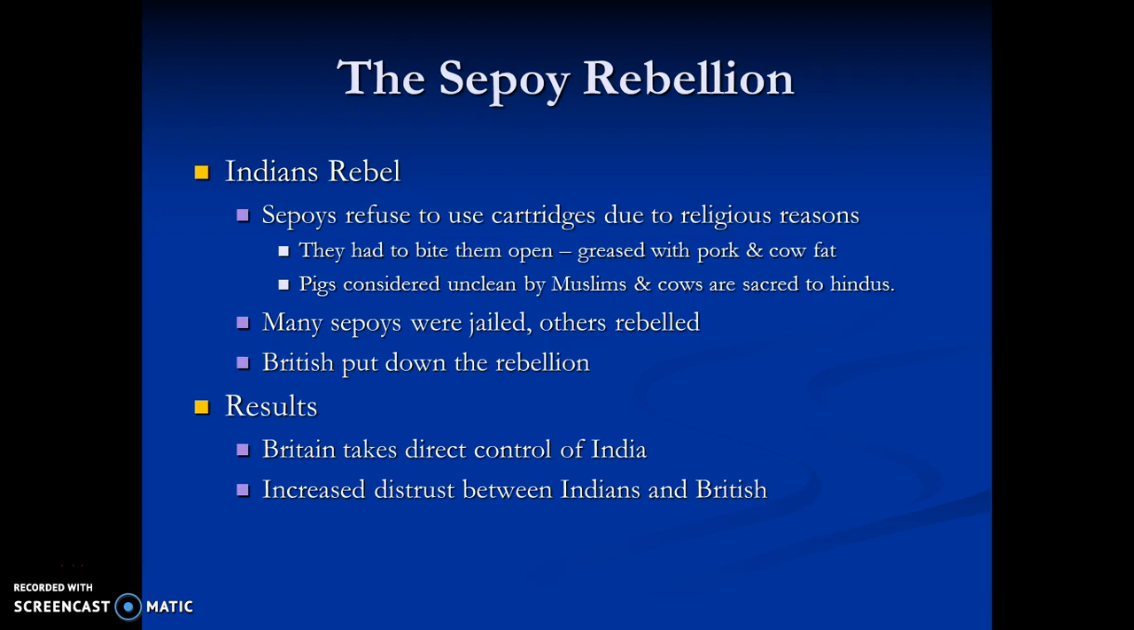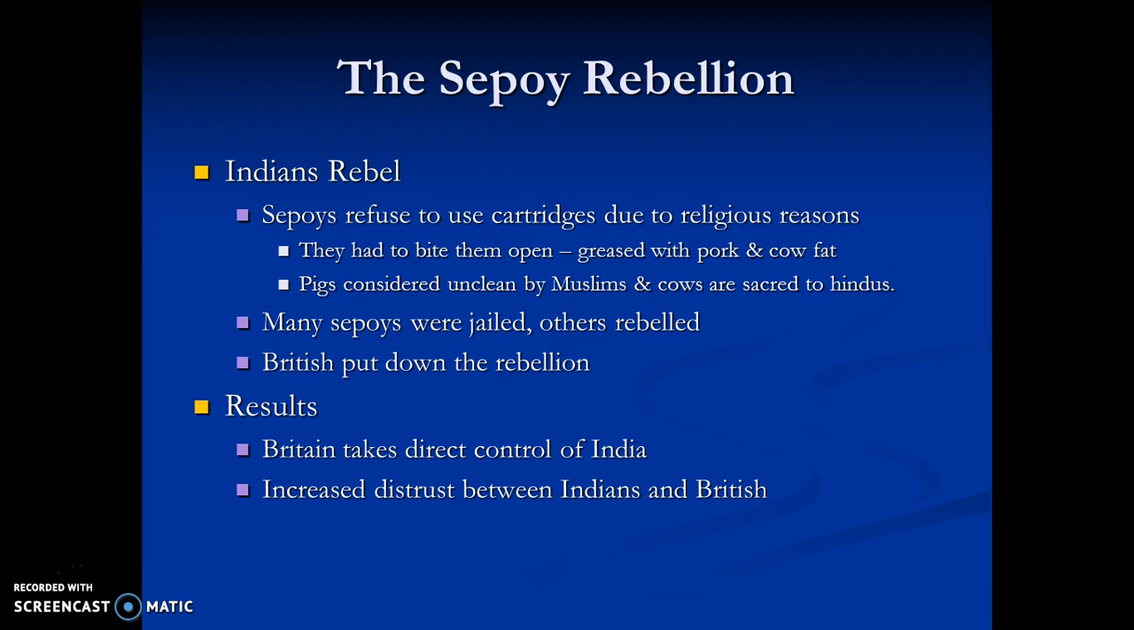The rebellion doesn't go too far. A lot of the sepoys were initially jailed. Those who weren't jailed, they did go ahead with the rebellion, although it got put down rather quickly for several reasons. One big reason, of course, the sepoys are made up of both Islamic and Hindu Indians who don't usually see eye to eye on things. They also lacked leadership as well.